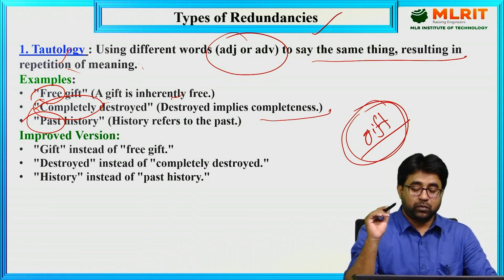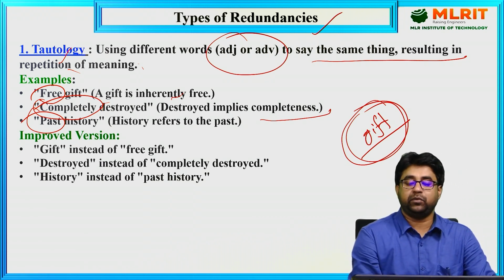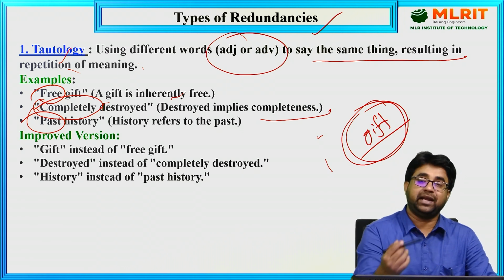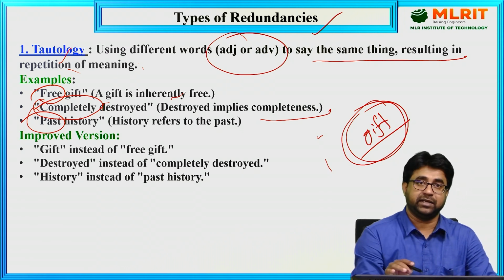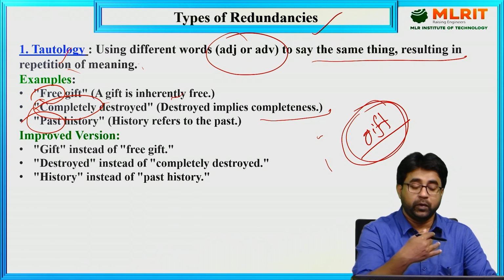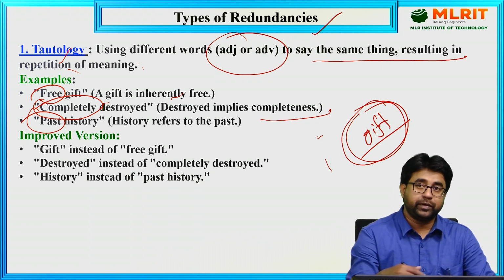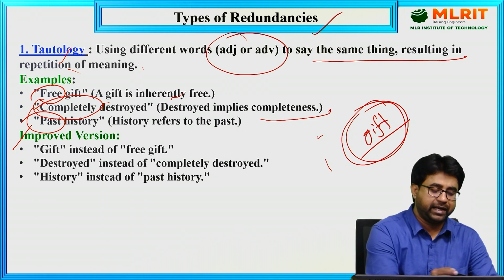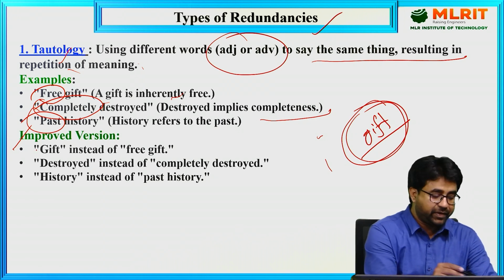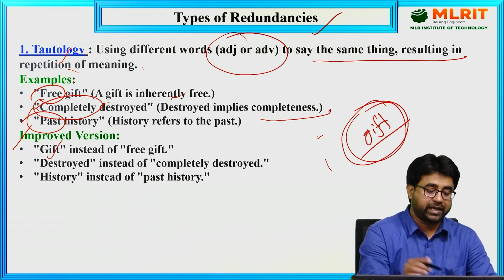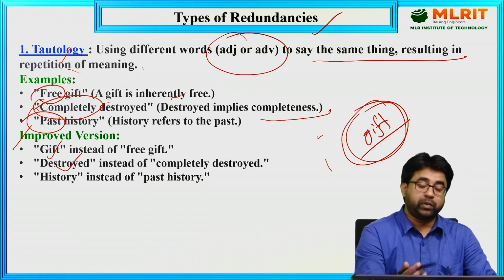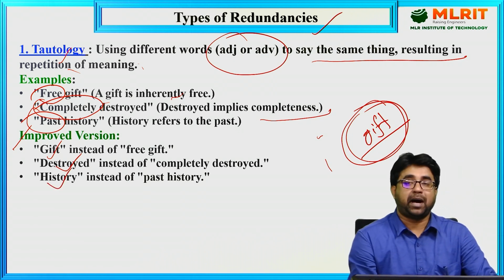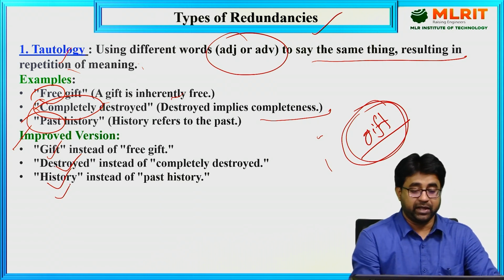Now, whenever you are dealing with redundancy, you have to understand that it's not enough to know what the redundancies are. You also need to know how to avoid them, how to remove them from your sentence. So these are the improved versions. Instead of using free gift, you should only use the word gift. Instead of using completely destroyed, you should be using destroyed only. Do not say past history. Instead, you say history. Fine.